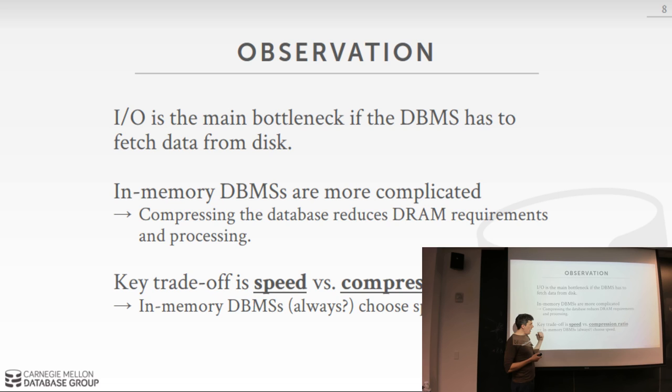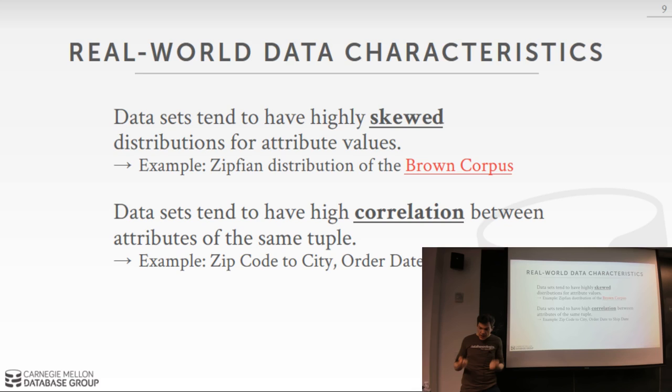And there are two key facets of them that we can exploit, or take advantage of, when we design our compression schemes to leverage the fact that this is what the data looks like in the real world. The first is that the data we're going to see in our applications is going to have highly skewed distributions for the values. What I mean by that is that for a single column, a large percentage of the tuples for a given attribute will have the same values, the same subset of values.